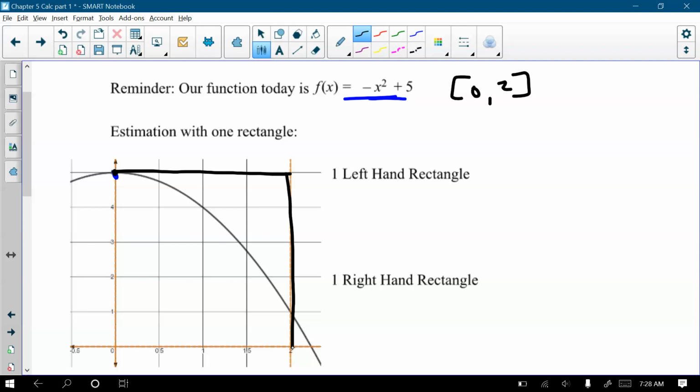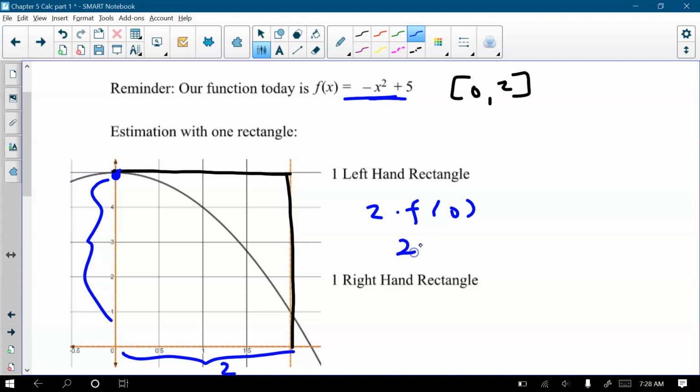So this area would be a length of 2 on the bottom. Okay, so 2. And I'll go over with the right-hand rectangle why it can't be any different. So 2 times f of 0. The reason I'm doing f of 0 is because this point gives us the height of the rectangle. F of 0 is 5. So 2 times 5, that's 10. So that's the area of the left-hand rectangle.